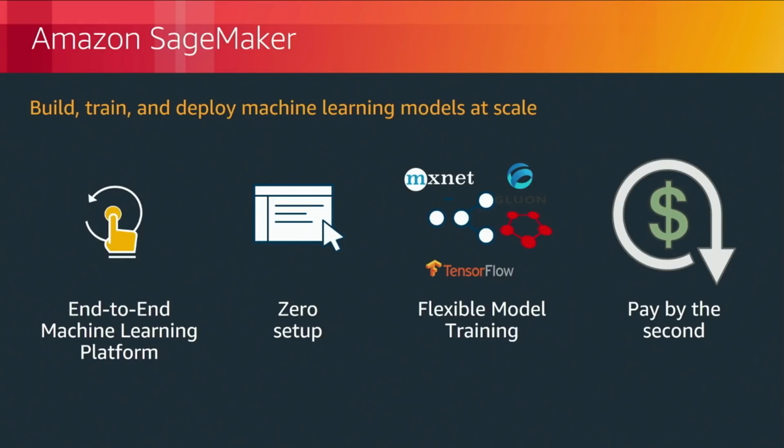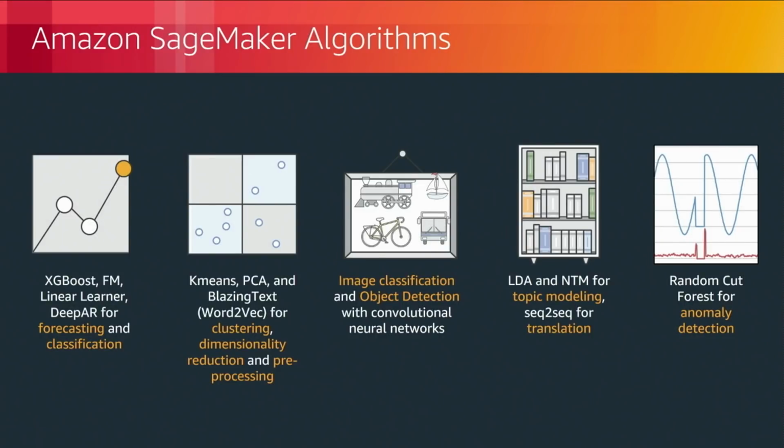If you don't want to use our built-in algorithms, we've got a whole lot of built-in frameworks, and you can hook into those and bring your own algorithm. Or if you want to bring your own framework, bring it as a Docker container, and you pay by the second. So let's look at the built-in algorithms in SageMaker.